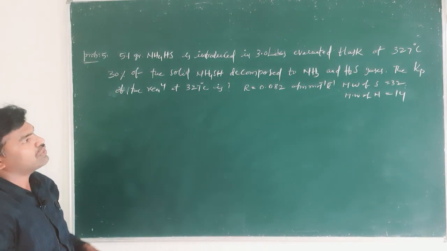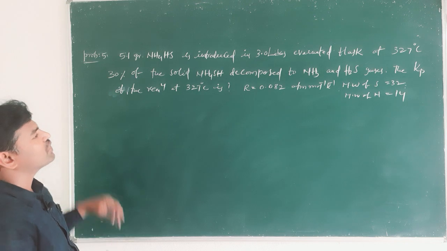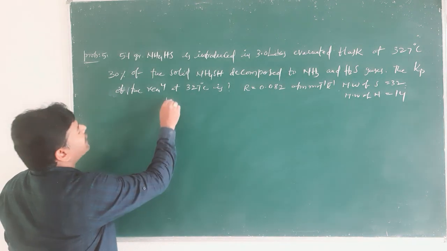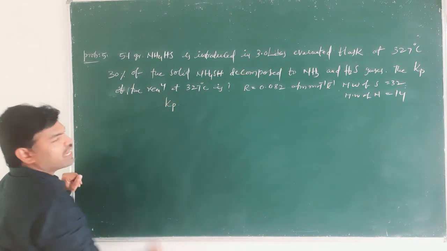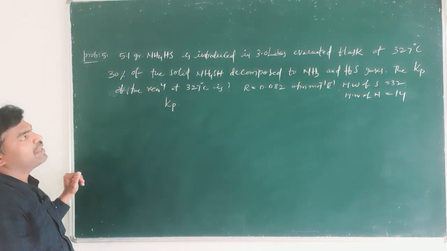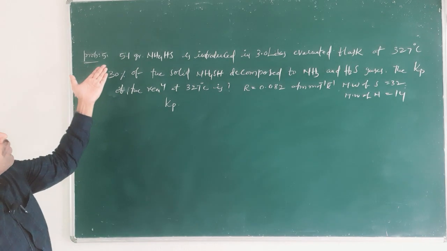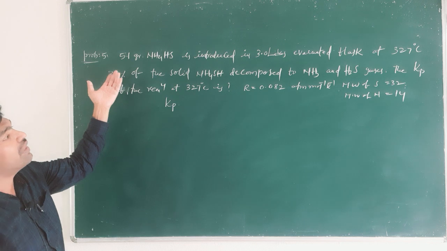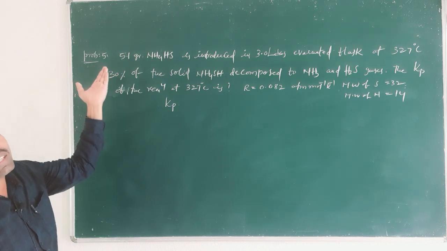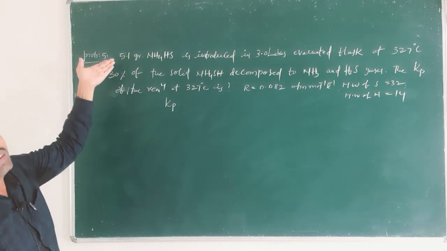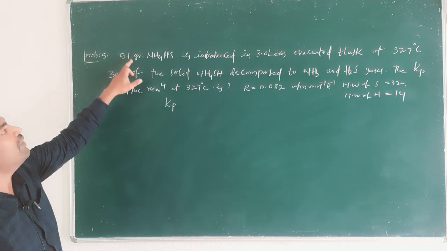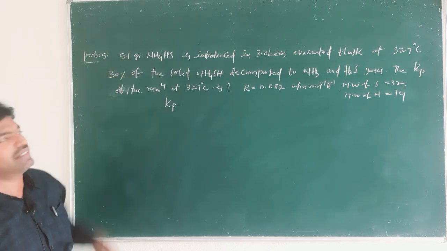Okay. So what did they ask to calculate? They asked to calculate the value of Kp, but they gave the data for molar concentrations. How can I know that? Because they gave 5.1 grams of NH4HS.